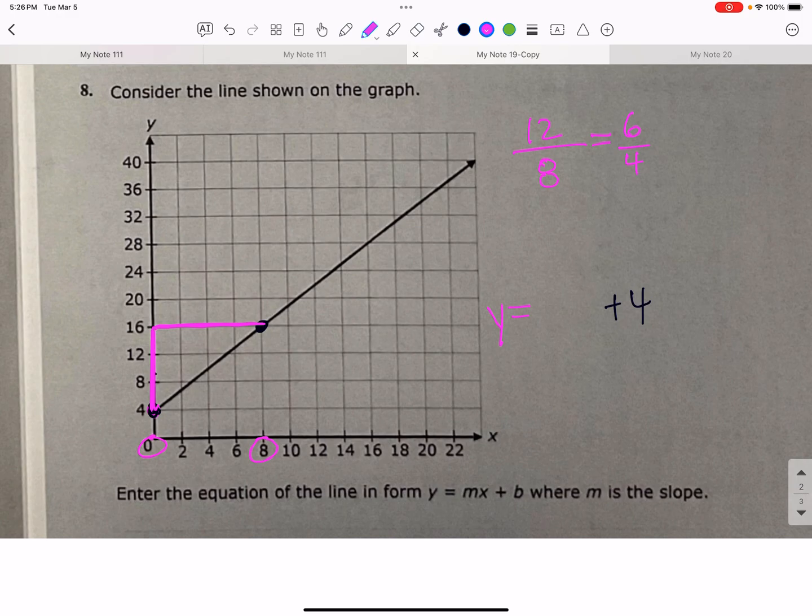6/4. They're still both even. Let's cut them in half. 3/2. Y equals 3/2 x plus 4.